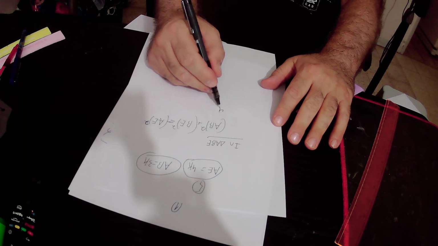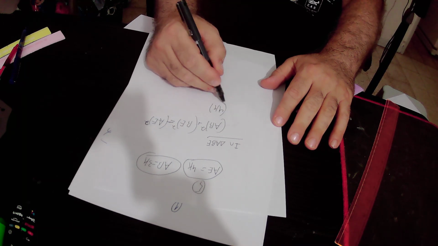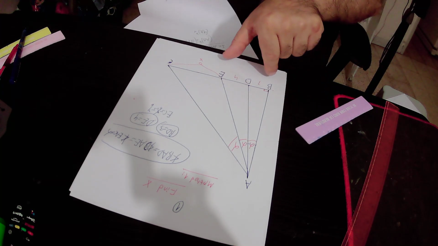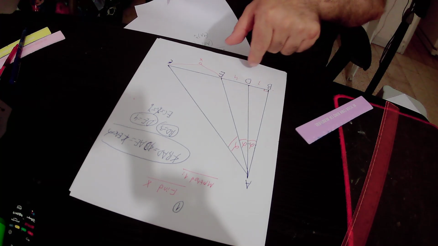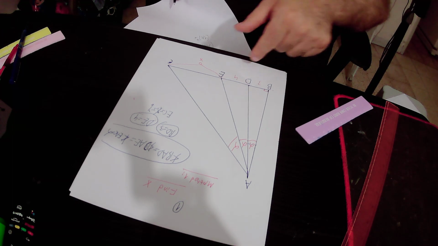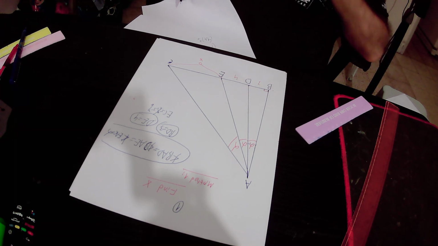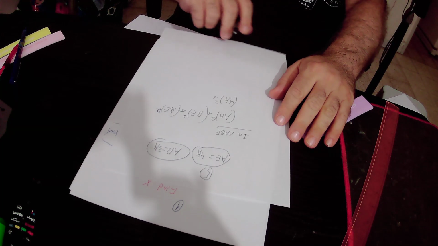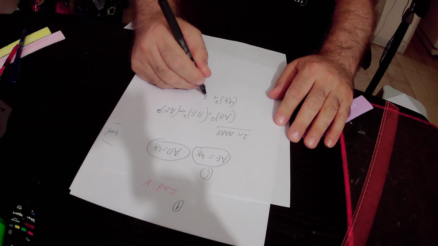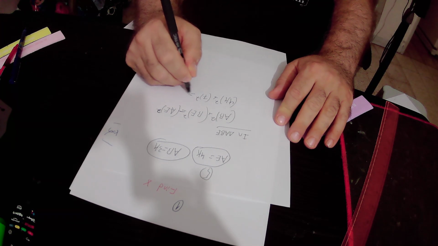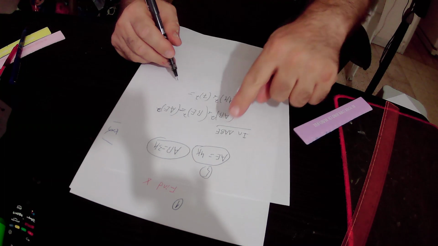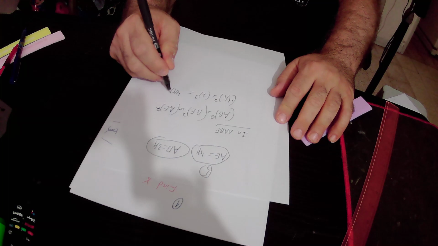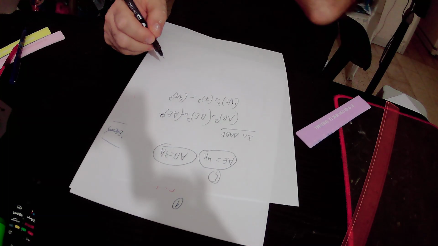AE equals 4K, therefore AE square is 4K square. BE equals BD plus DE. BD is 3 and DE is 4, so BE equals 7 because it is 3 plus 4. So BE square is 7 square, equals to AE square, and AE square will be equal to 4K square. Okay?